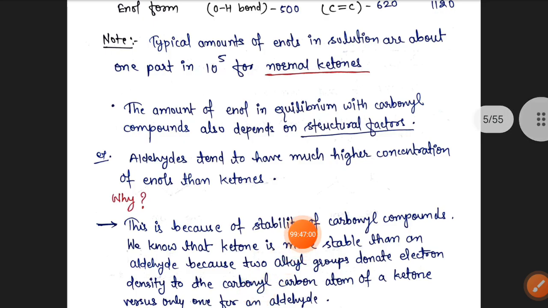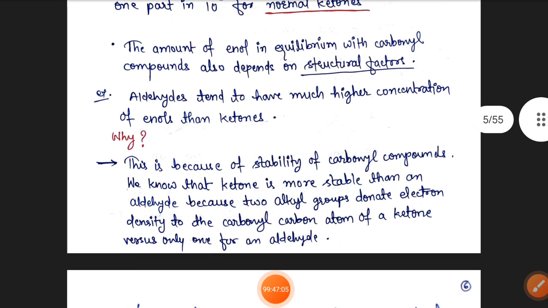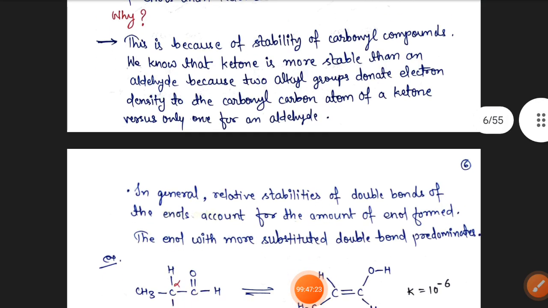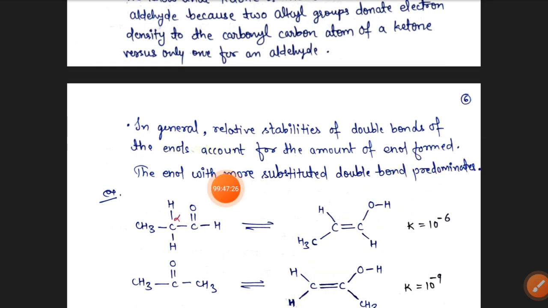Next, aldehydes tend to have much higher concentration of enol than ketones. Why? This is because of the stability of carbonyl compounds. We know the ketone is more stable than an aldehyde because two alkyl groups donate electron density to the carbonyl carbon atom of a ketone, versus only one for an aldehyde. So in general, the relative stability of the double bond of an enol accounts for the amount of the enol formed. The enol with the more substituted double bond predominates.